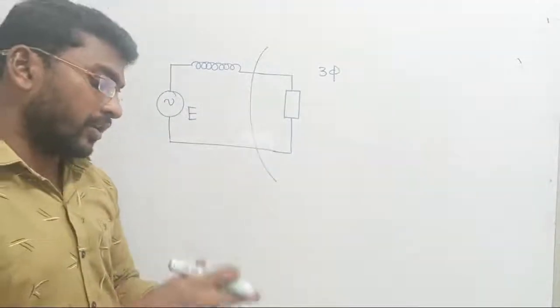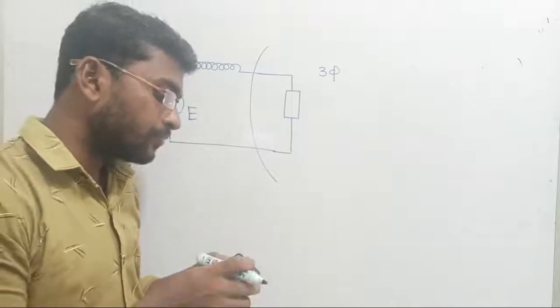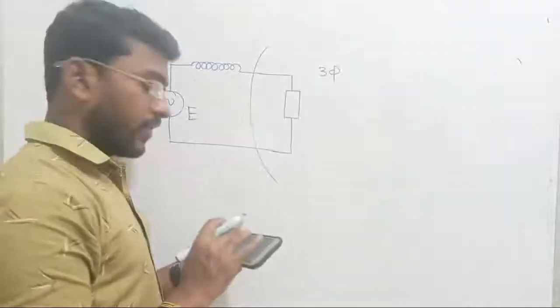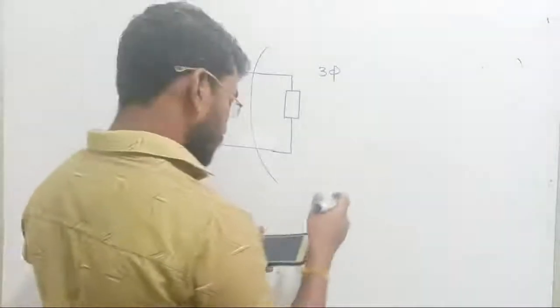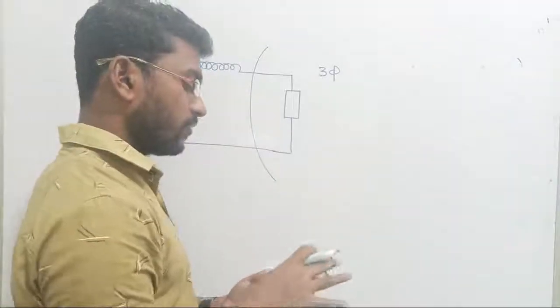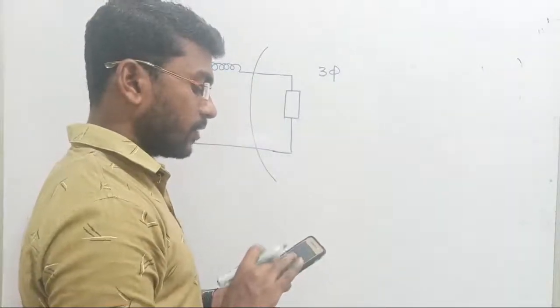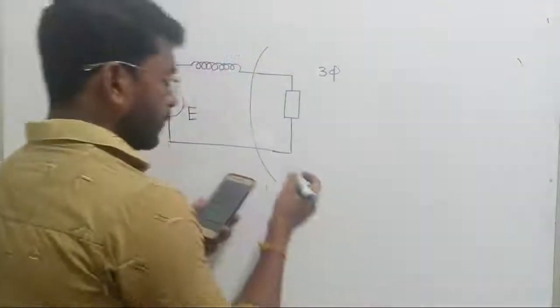Actually, the given data, wait a minute. Let me collect all the data. The given load is purely resistive. First, the given data is what? Given load is purely resistive. Wait a minute. A few seconds, I will bring the answer. Yeah, given it is a purely resistive load, right?